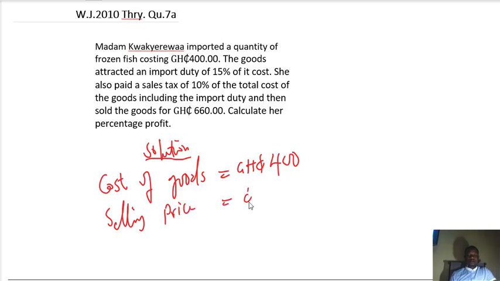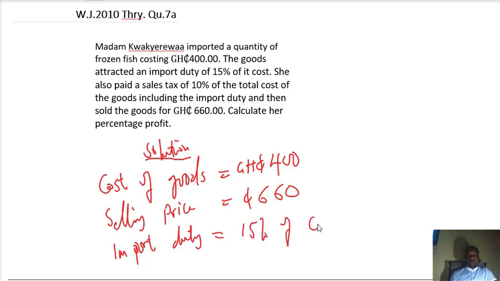is going to be 660 Ghana cedi. Okay, let's find the tax she paid on the import duty. She paid an import duty of 15%. So import duty equals 15% of the cost of the goods.